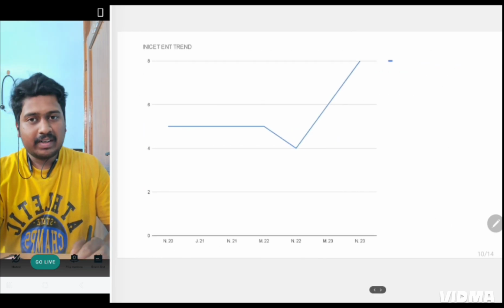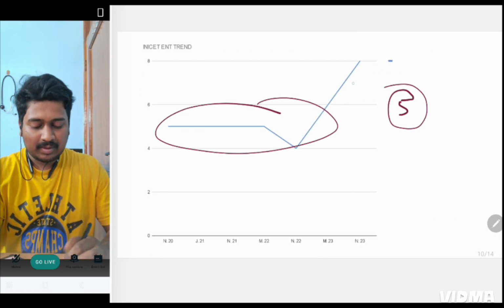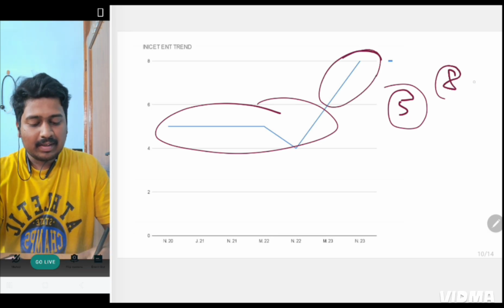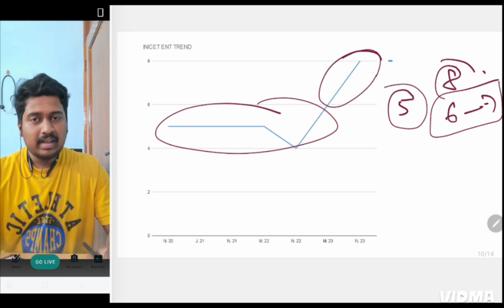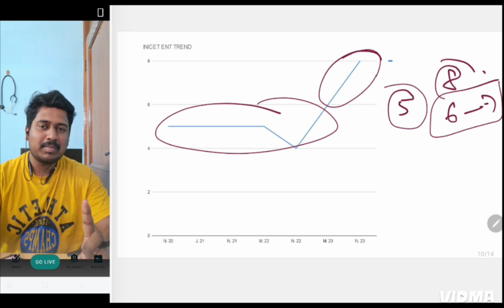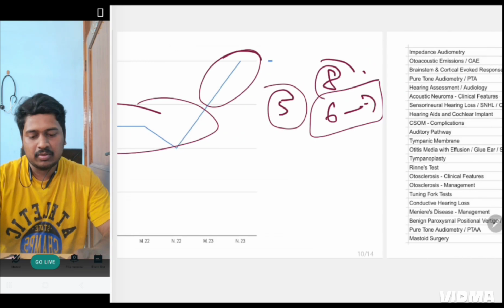So what was the trend of ENT? The trend was consistently around 5 questions in the past 4 INICET papers, and in the last exam there were 8 questions. So you can expect 6 to 7 questions from ENT this year. Out of those, one question may be from throat, 2 or 3 questions from ear, and the remaining 3-4 questions from nose only.